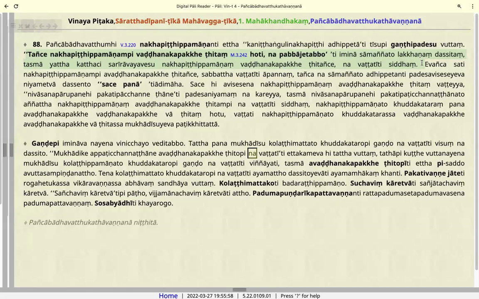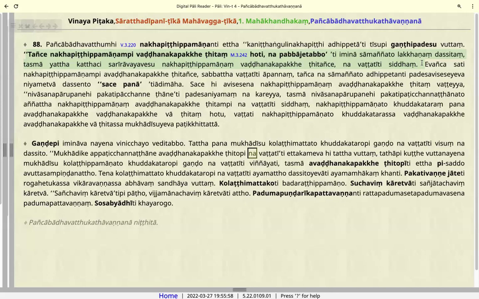Generally, those types of statements, in detail or briefly, are generally said like this. Therefore, imina, in this one, sāmaññato, in terms of the general, the characteristic or feature is shown, with nakha paṭhi pamāna vedanaka bhakkhi chitan hoti na pabbājetabbo. This statement just finds out the general statement. Now, specific. Therefore, tassa yattha katthaci sarīrāvayavesu nakha paṭhi pamāna vedanaka bhakkhi chitan na pabbājetabbo ti sāṭaṃ.